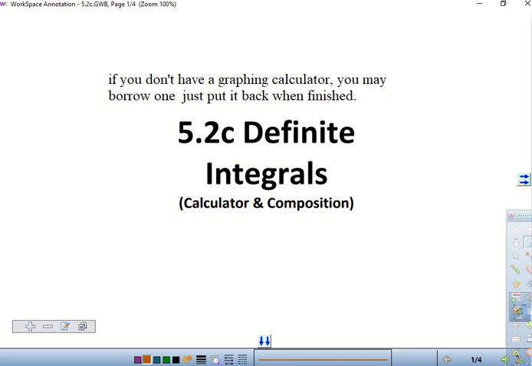So if you didn't borrow a graphing calculator on your way in, this is the time to go ahead and grab one of those. So if you don't have a graphing calculator on your desk, go ahead and grab one in the back. Paul, you got one? Graphing calculator?